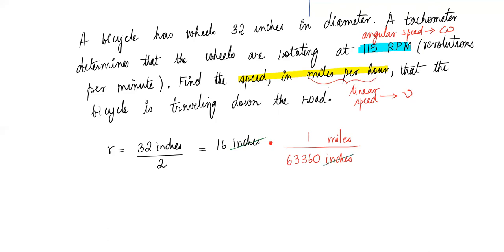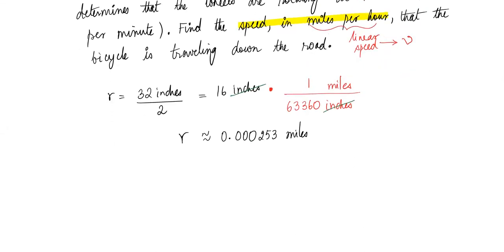Well, you have to do the calculator part here. So all this for the radius. The radius is 0.30253 miles. Right? Because it was measured in inches and you're trying to convert it to this huge scale in miles. So it looks really, really small. Then we have omega. Omega is given to be 115 RPM.